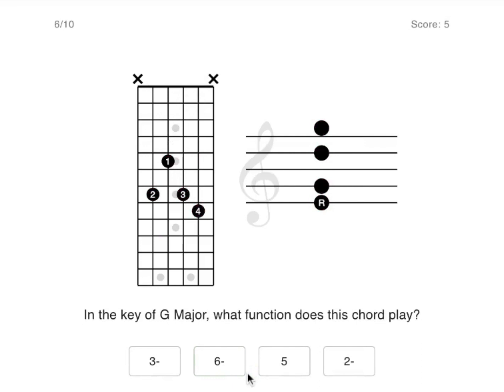In the key of G major, what's the function of this chord? Well, E is the sixth note in the key of G major, and this is a minor seventh shape. So given these options, I think the best option is 6 minor. Okay, B is the third note in the G major scale. So this means that this could be considered the third chord in the G major scale, and this is a minor seventh shape. So given these options below, dash means minor, 3 minor is the best option.